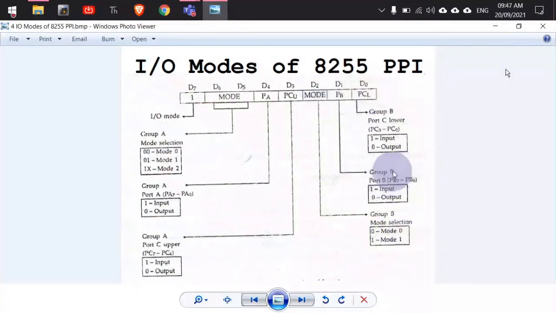Then group B, whether it will be working as input or output port, will be decided by this PB. And in a similar fashion, you have the lower 4 bits of the port number C to assist it. Whether it is working in the input or output format, it is decided by this PCL, that is lower 4 bits of port number C, whether all of them will be working as input or output. So is the format very clear to all of us? The format of control word register for 8255 programmable peripheral interface?